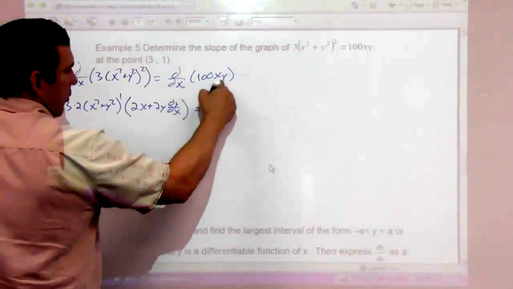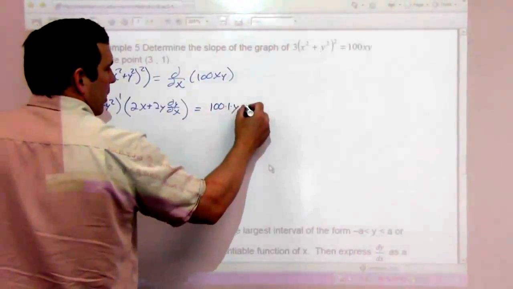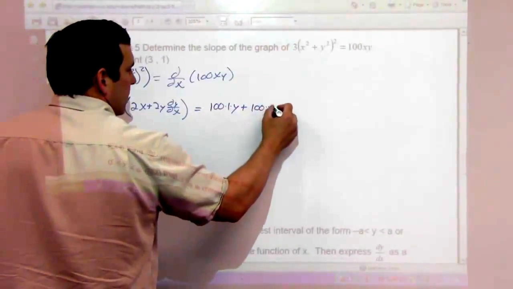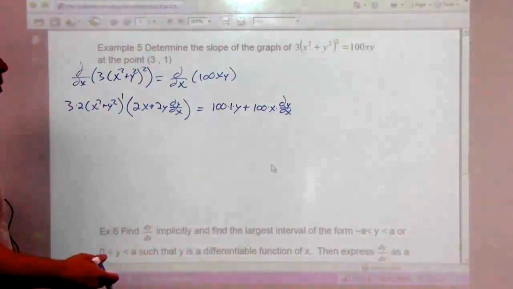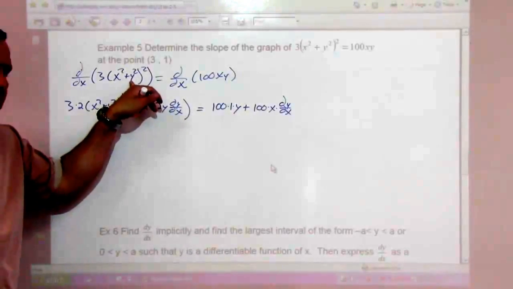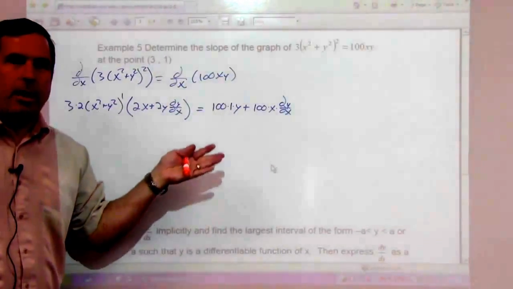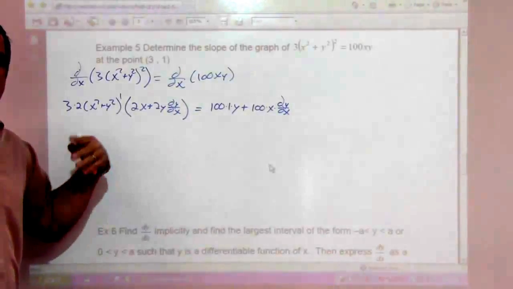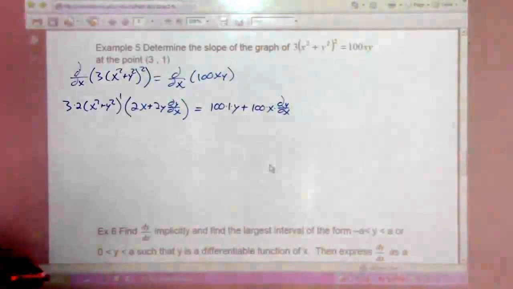Equals this derivative. We've got a product rule here, 100 times 1 times y plus 100 times x times dy/dx. So really, I hope you see the pattern here. You can treat taking the derivative of y^2, it becomes 2y dy/dx. So you just treat the y like you would an x, except then after you do the derivative of the y part, you do a dy/dx.